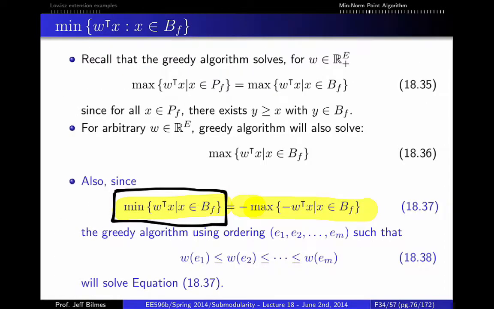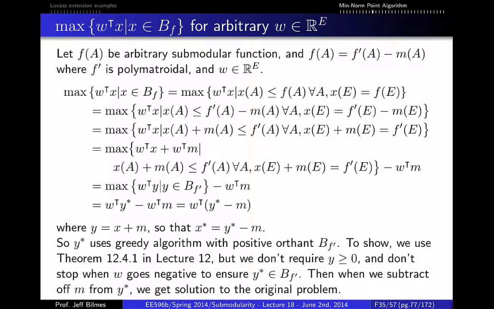Now, one thing I wanted to mention is why you can do this for any w, positive or negative. If you're concerned about that, here's a very simple way of showing it. Let's say that f is any arbitrary submodular function, and let's normalize it so that f' is a polymatroid function and m is some modular function. You could use the totally normalized variant of the modular function, but it doesn't matter. So let's assume that f' is polymatroidal, and so the base of f' is going to be in the positive orthant, right?